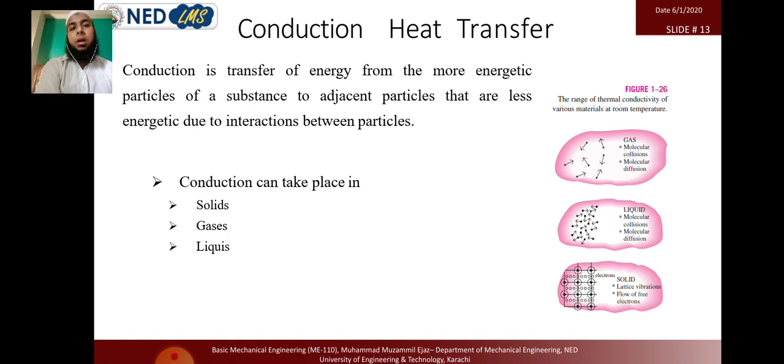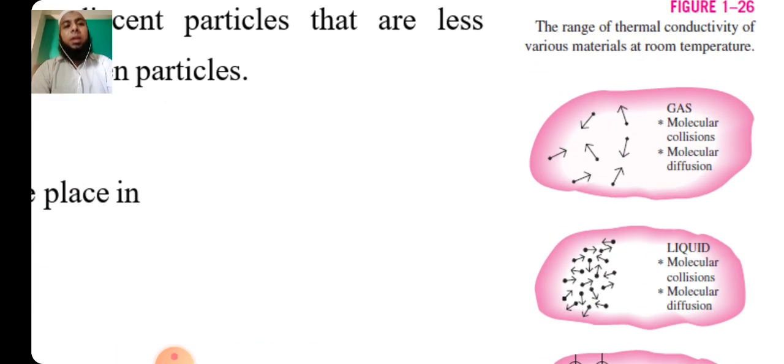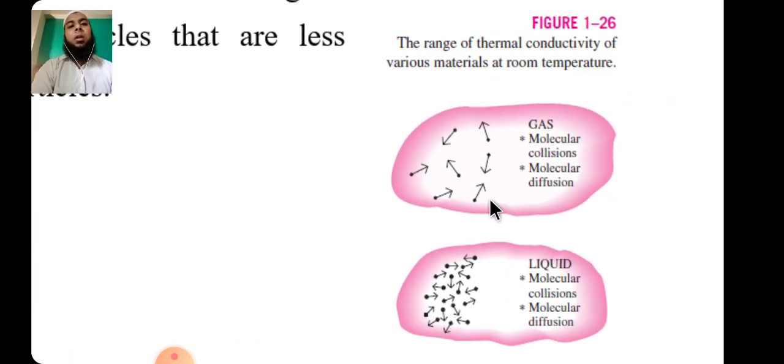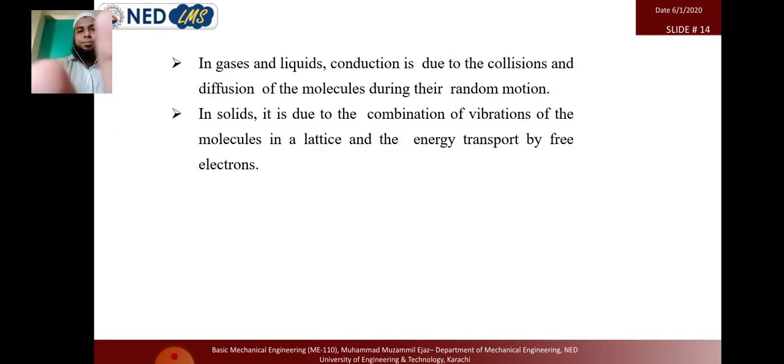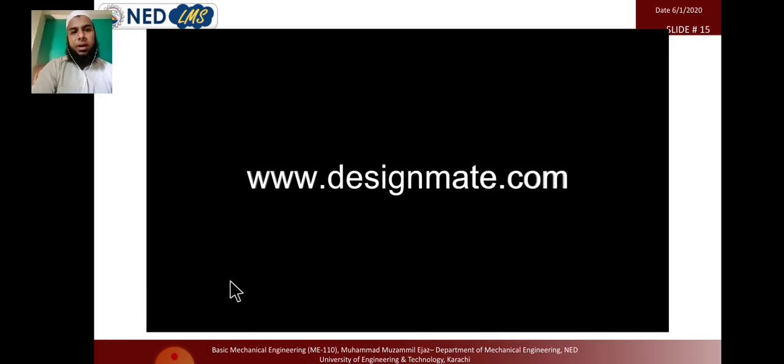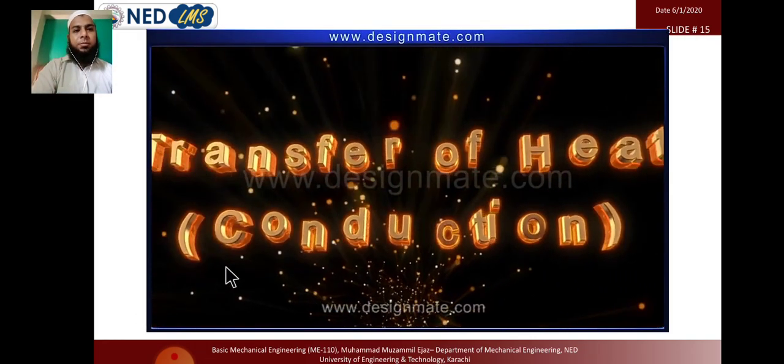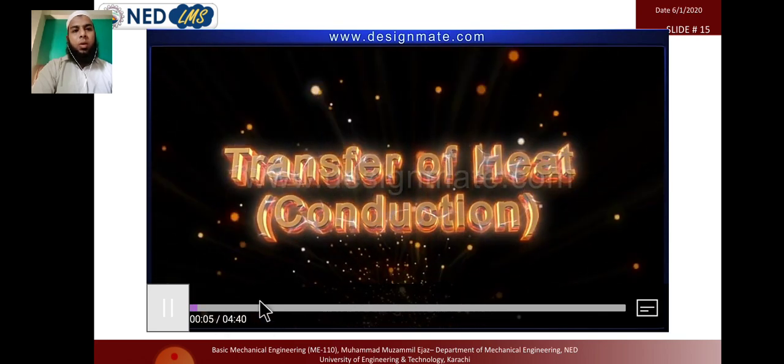Keep your concept very clear. When the molecule goes from one position to another and there is collision, heat transfer takes place by conduction. But when the molecule goes from one point to another and transfers heat to another surface, it will be called convection. Later we will discuss it in detail. I also attach some interactive video on it. Transfer of heat, conduction.